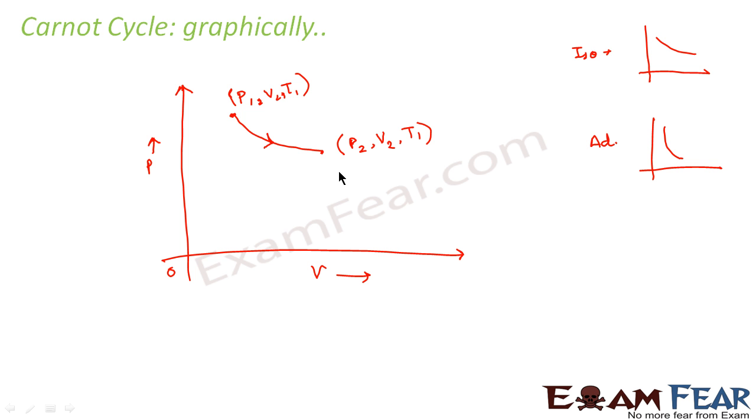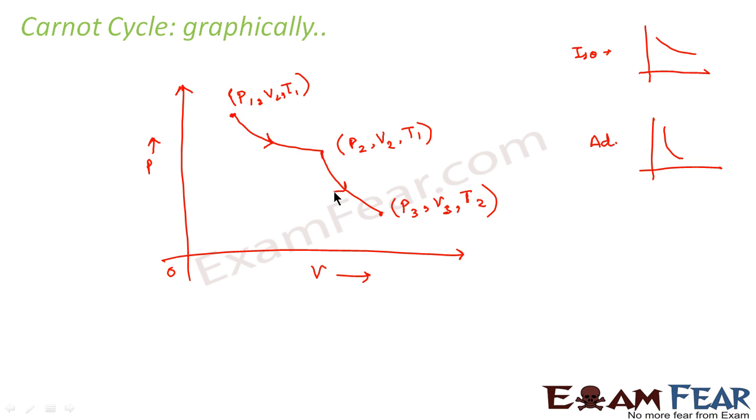The second step was adiabatic expansion. Adiabatic expansion means the volume is again increasing, so it would be something like this. Here, if you see, the volume is increasing from this V2 to some other point, that is V3, and the pressure is decreasing. So this is P3, V3 and T2, because the temperature will decrease at this point. So this is my step 2.